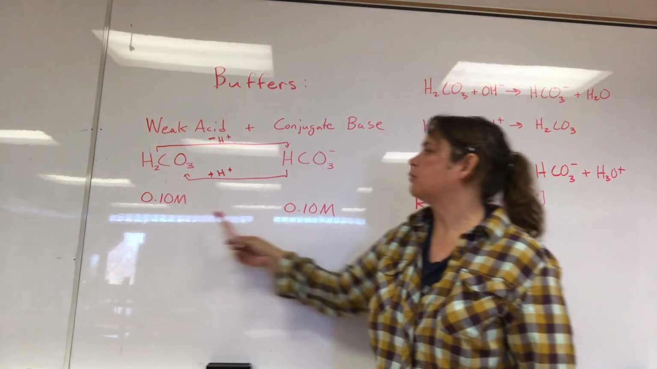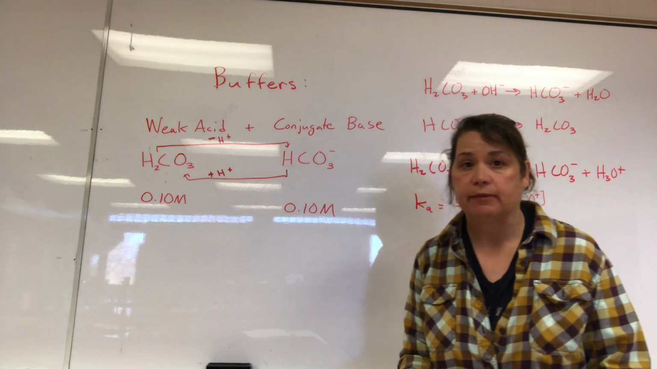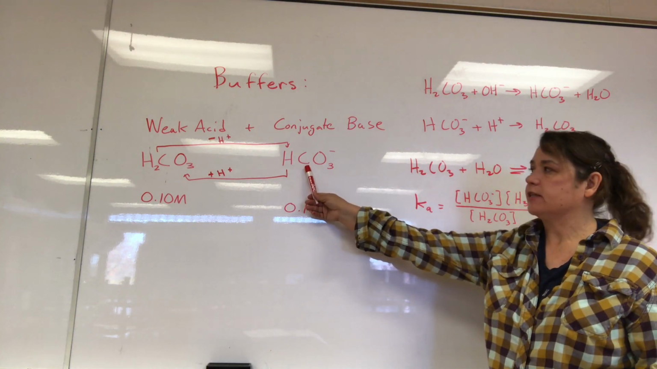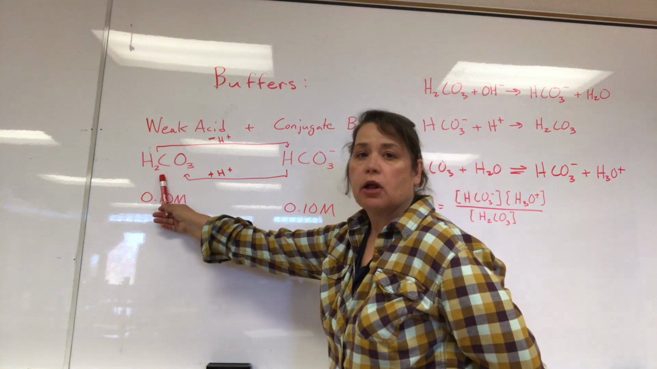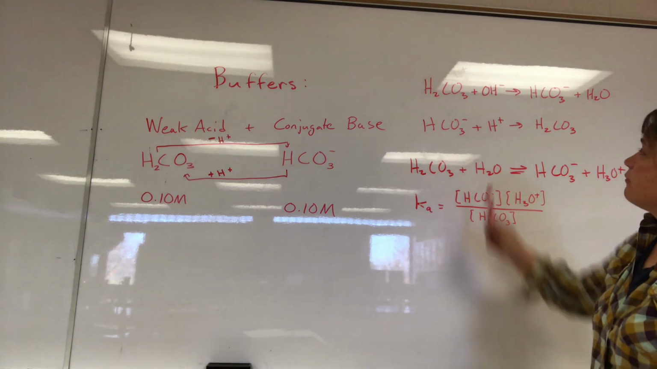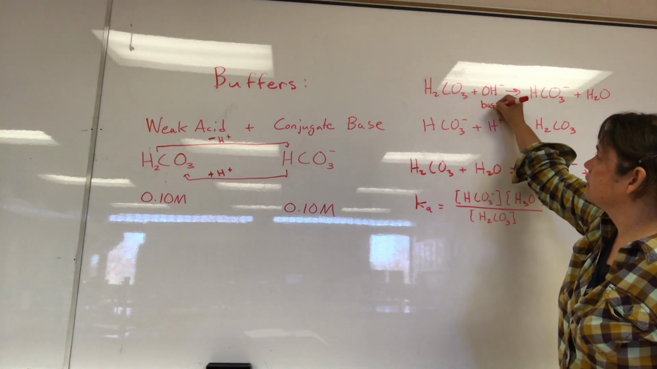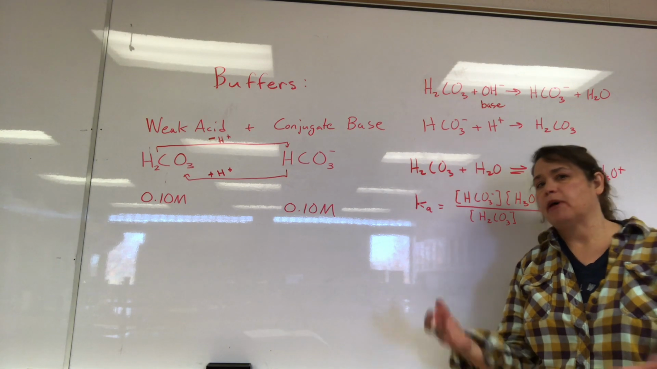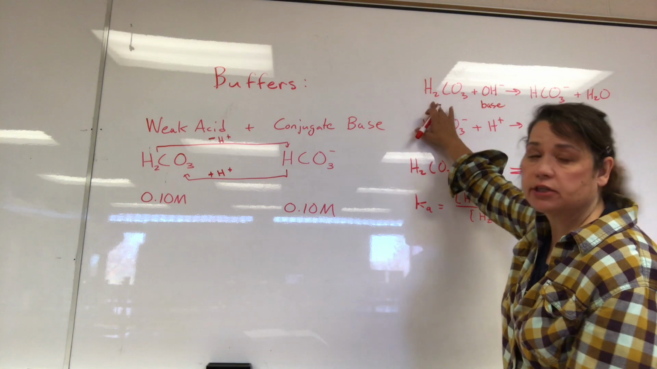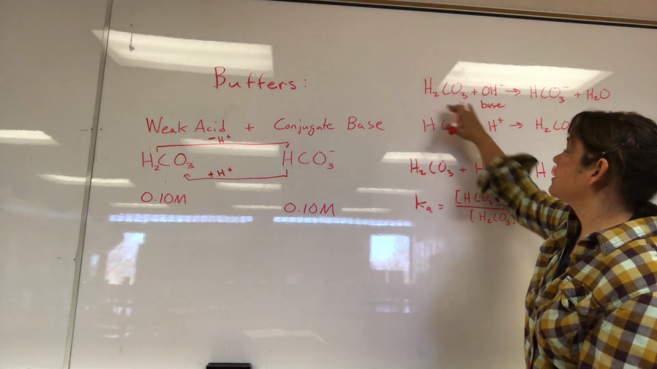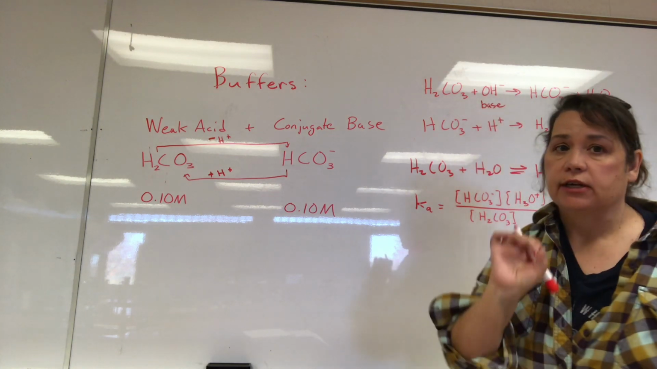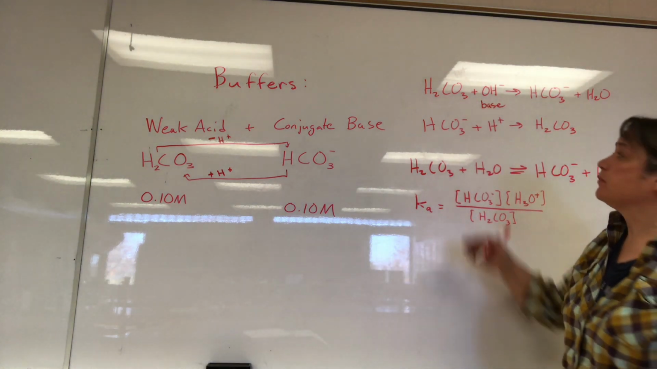Because a weak acid produces a conjugate base that is actually a base, it will be able to neutralize small amounts of added acid because it has a base, and small amounts of added base because it has an acid. These two reactions up here demonstrate that. If I were to add a base to my buffer solution, remember the buffer solution contains both the acid and its conjugate base. So here's the weak acid.